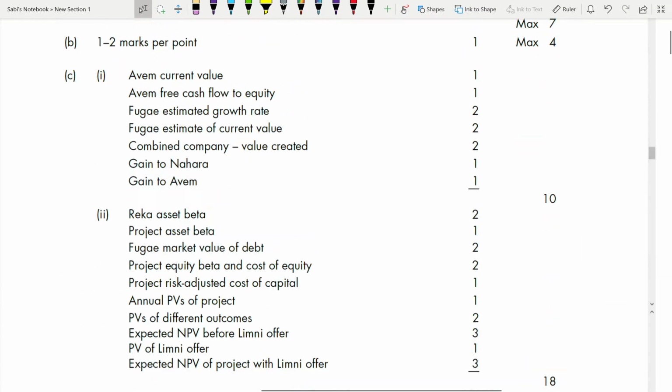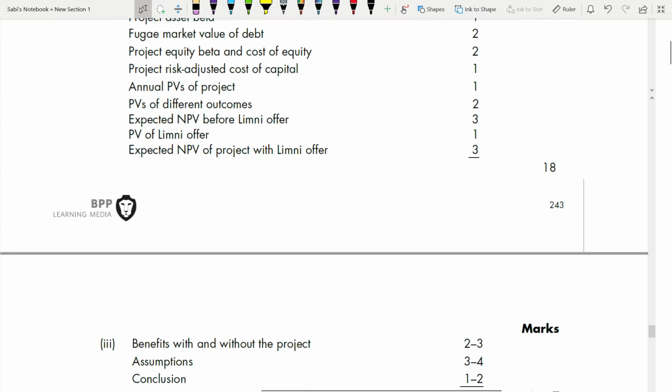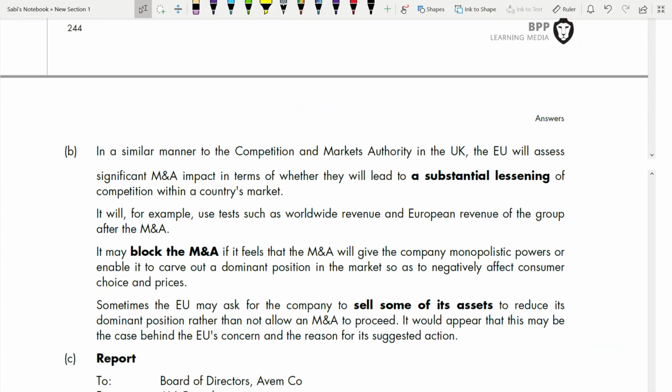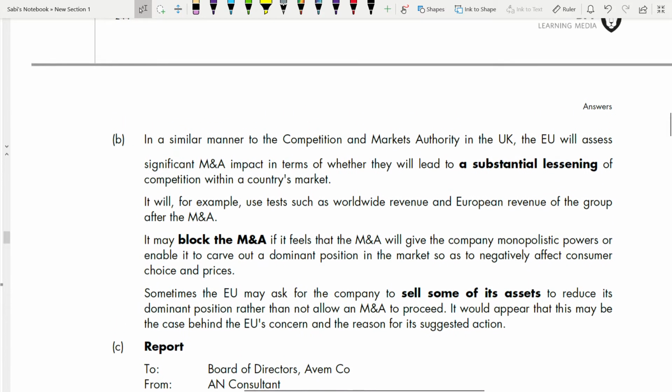Coming to part B, it is for 4 marks, 1 to 2 marks per point. So coming to B, what was B? Why the European Union will be concerned. Okay, so now we'll read it. In a similar manner to the Competition and Markets Authority in the UK. So you are linking this with this. I hope you didn't forget this. You know it, right? What is the function of it?